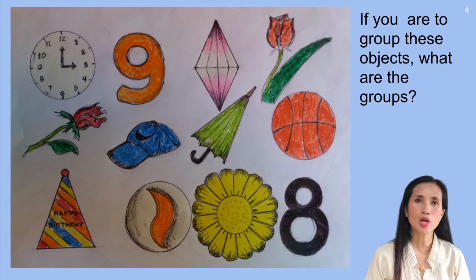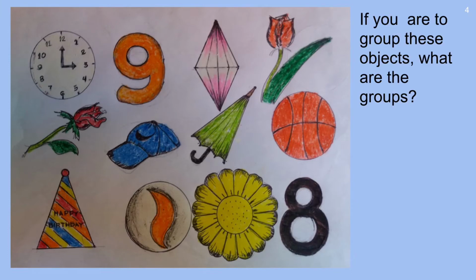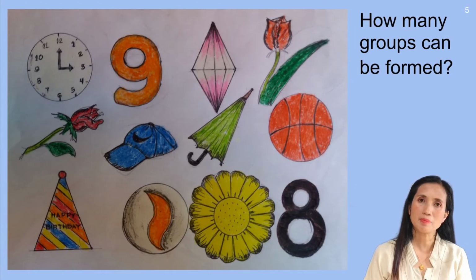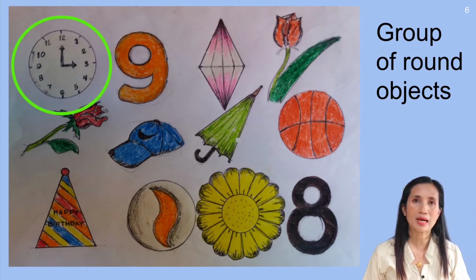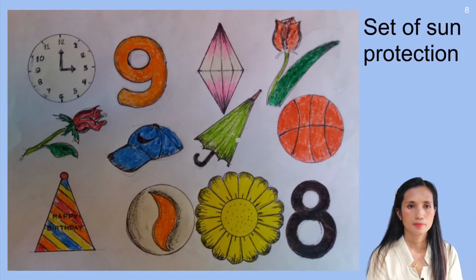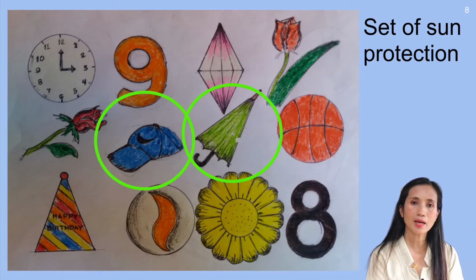Look at the given objects. If you are to group these objects, what are the groups? How many groups can be formed? You might say the group of round objects. Yes, these are clock, ball, and marble. Next is the set of sun protection. These are cup and umbrella.